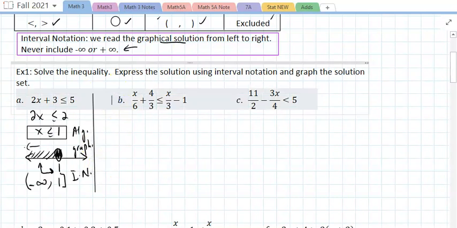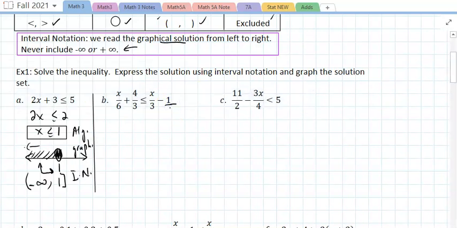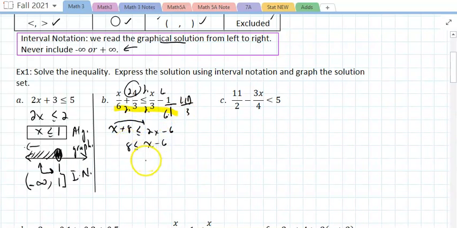Next problem, same deal. I see a fraction, I think of an LCD, and I never ever have to deal with fractions. Make sure they all have it. And once all the denominators have it, you ignore all the denominators. You just read the top. That reads x plus 2 times 4 is 8, less than or equal to 2x minus 6. And there it is. It's wiser to move the smaller to the larger, so subtract x from both sides. Add 6 to both sides.